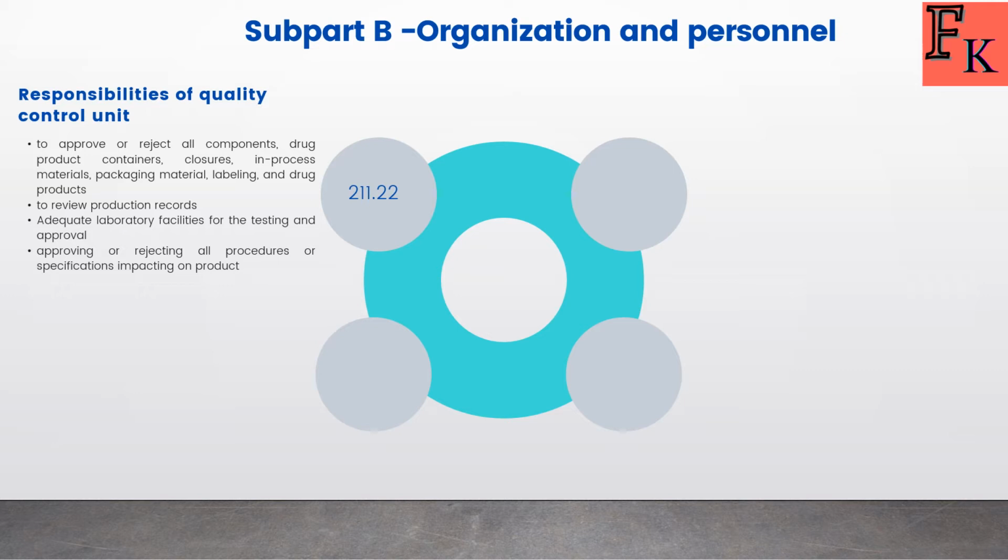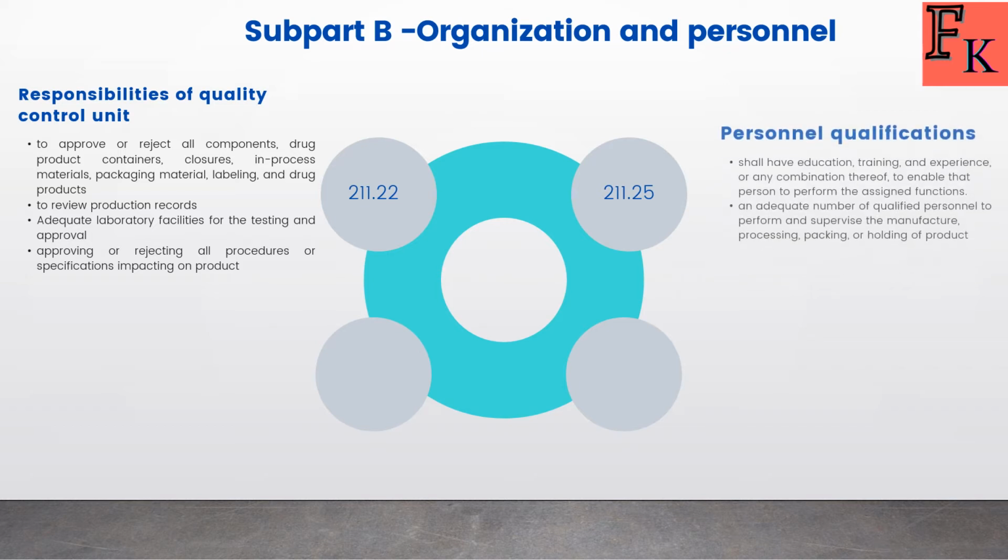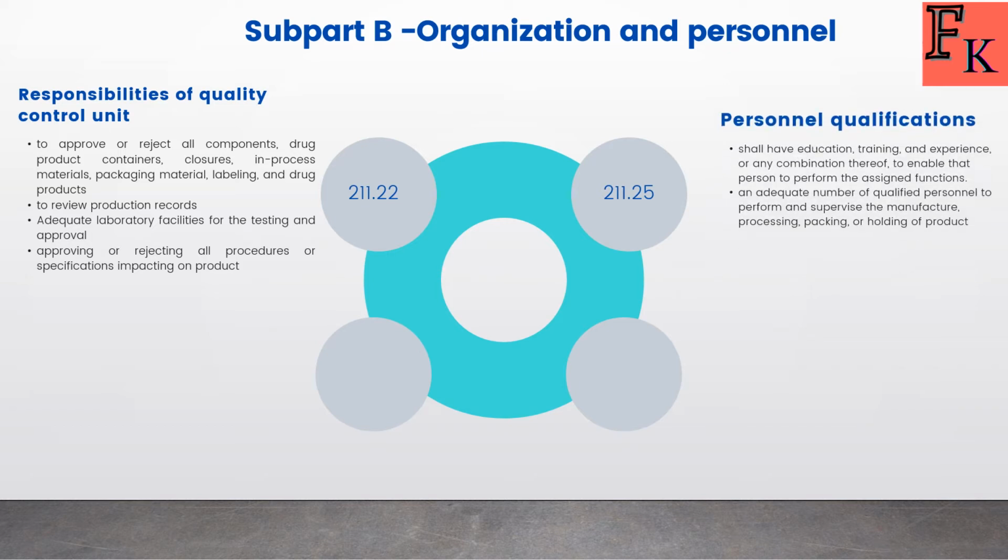Adequate laboratory facilities for the testing and approval. And the last one is approving or rejecting all procedures or specifications impacting the product. The second section is 211.25, which is for personnel qualifications. So all personnel shall have education, training and experience, or any combination of these, so they can perform the assigned functions given to them.